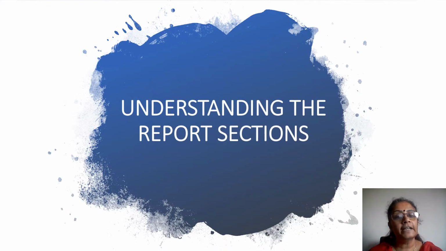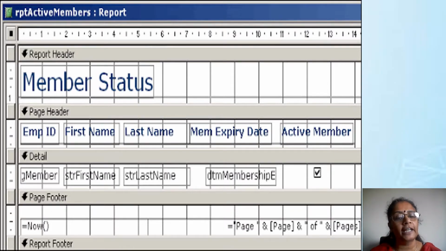Now let us understand that a report is divided into different sections. Let us understand the different sections of a report, first with the help of this diagram. This is the design view of a report. On the top part you will see the main report header. In this case it is called the member status. This is the report header, that is, the actual report and what it contains.